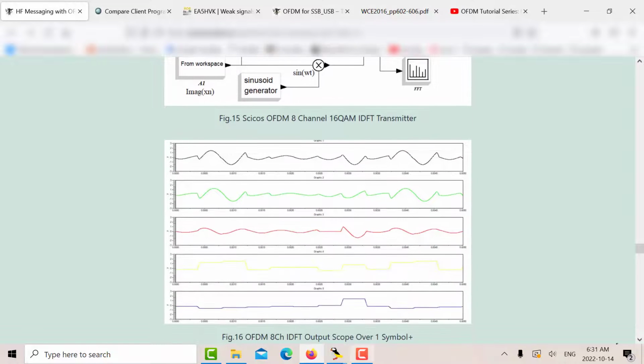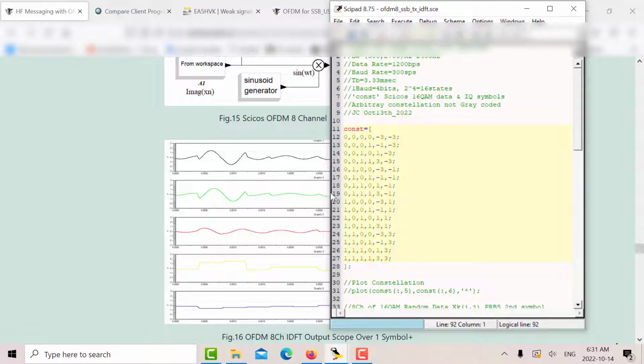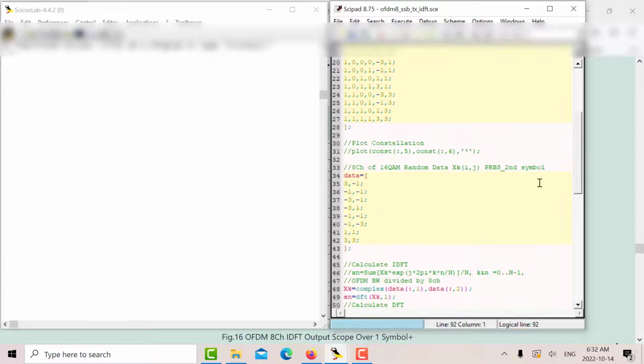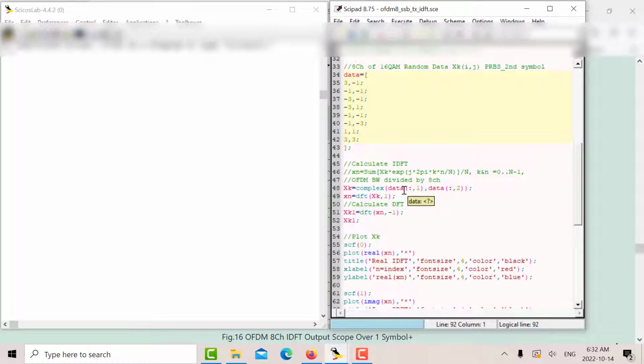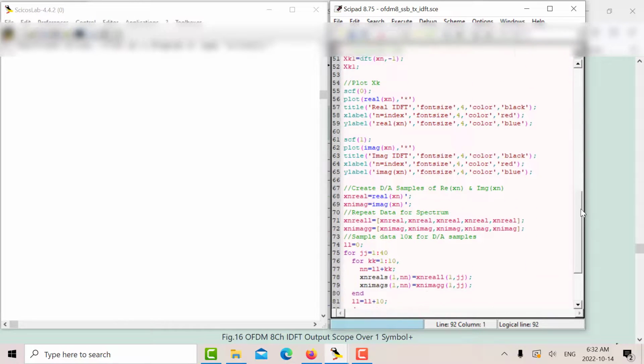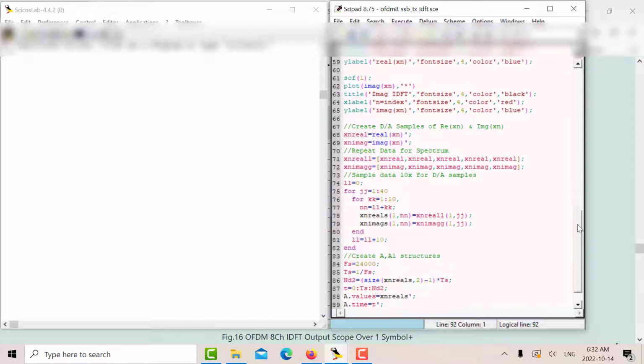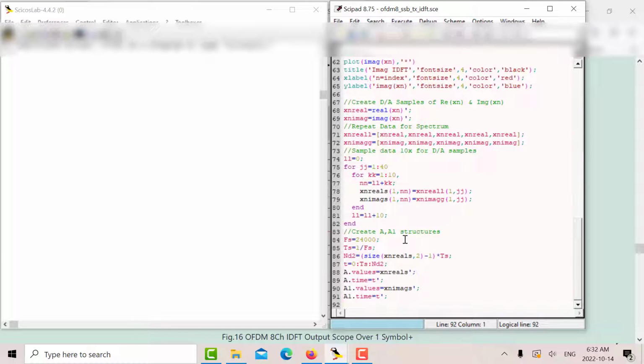So let's just quickly look at the model here. So in Psychos Lab, I build the data. So there's my constellation. There's my I and Q data from the 8 channels there. There's my IDFT. What I'm doing here is I'm padding the data out so I can get a spectrum in the Psychos model. I need more data because I'm only taking a look at the second symbol. So what I'm doing is I'm just repeating the data 5 times. And then I'm creating a structure and I'm reading that into Psychos. So let's run this.